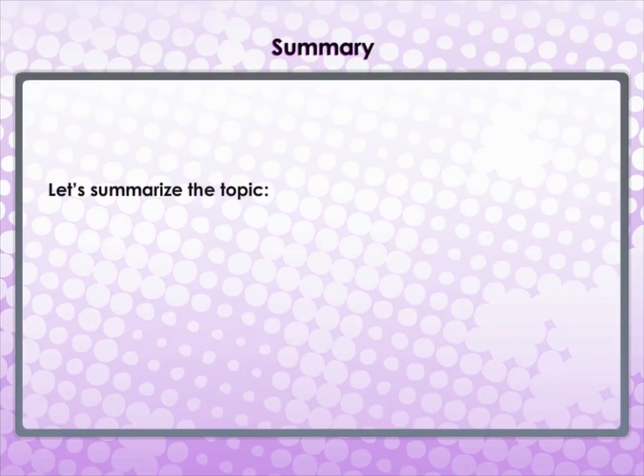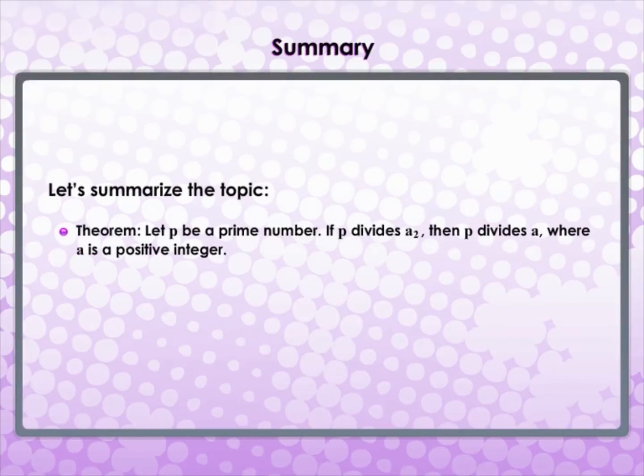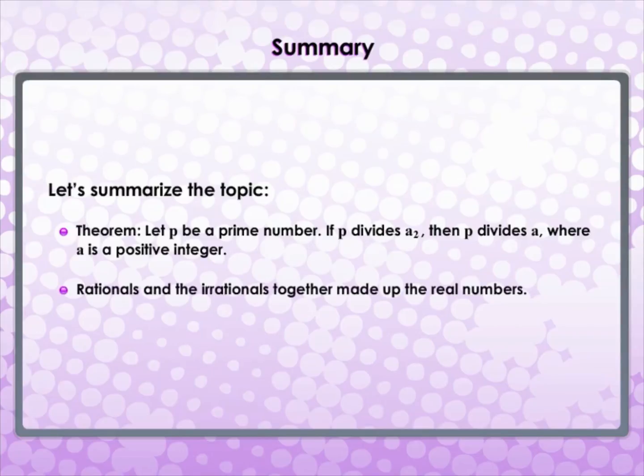Summary. Let's summarize the topic. Theorem. Let p be a prime number. If p divides a squared, then p divides a, where a is a positive integer. Rationals and the irrationals together make up real numbers.